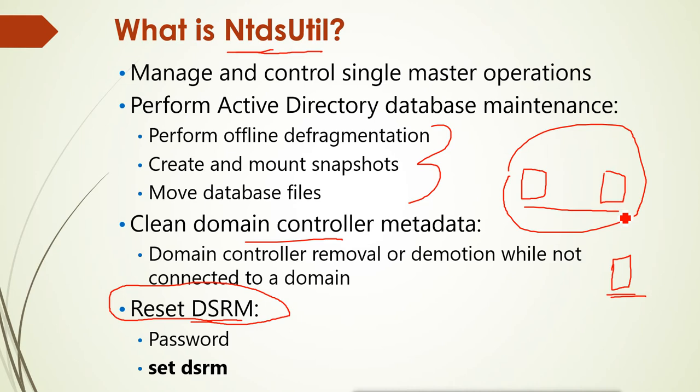But what happens if, without demoting this server, something happens to it and the server is crashed and corrupted? Now the server is not available, but in the Active Directory database it will still remain there as a server. It is still a domain controller, there is a Server 3 which is a domain controller, and it is still in Active Directory. So it will still remain in the database.